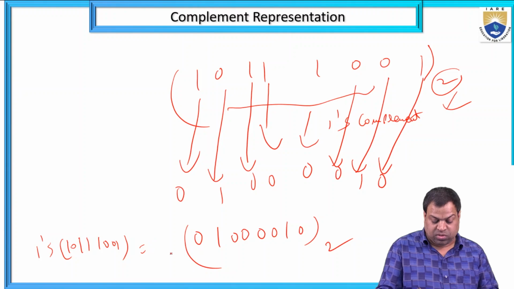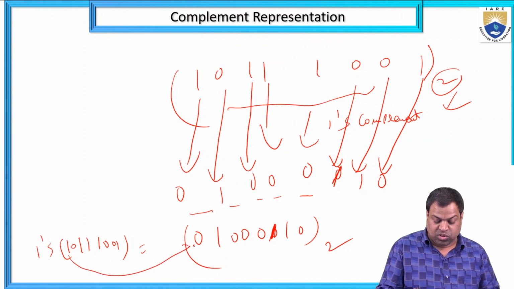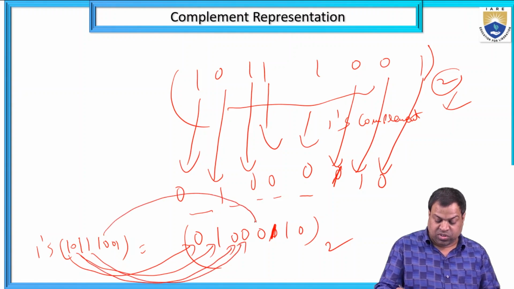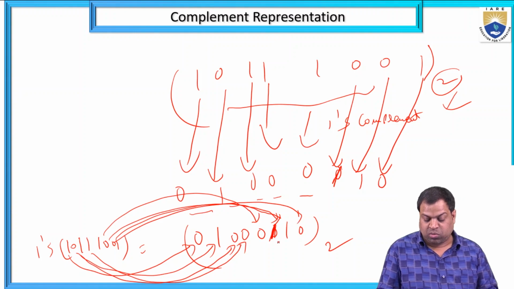Taking the number again, in place of 0 it is 1, like this. In place of 0, it is 1. If it is 1, it is 0. If it is 1, it is 0. If it is 1, we take 0. 0 means it is 1. 0 means it is 1. Here 1, it is 0. So the result is 01000110 base 2.